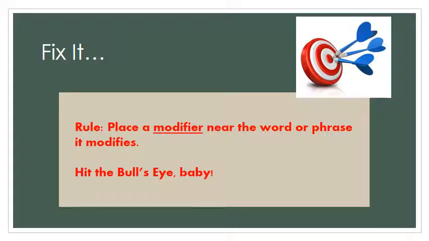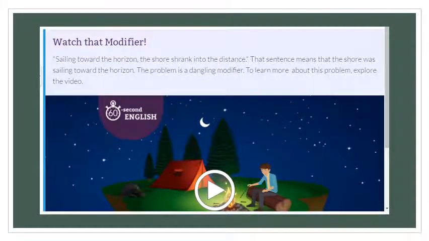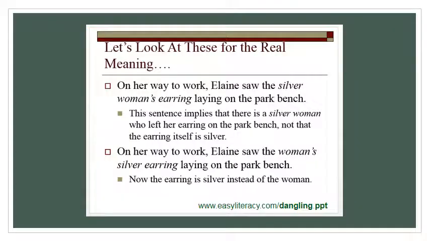Place the modifier near the word or phrase it modifies. In the immortal words of my niece, hit the bullseye, baby. Sailing toward the horizon, the shore shrank into the distance. This sentence means that the shore was sailing towards the horizon. That can't happen. Obviously, there's a misplaced modifier.